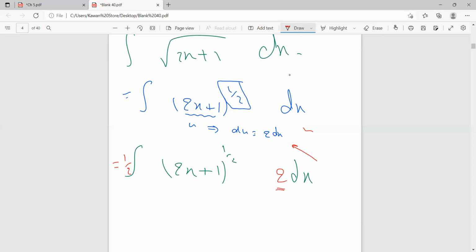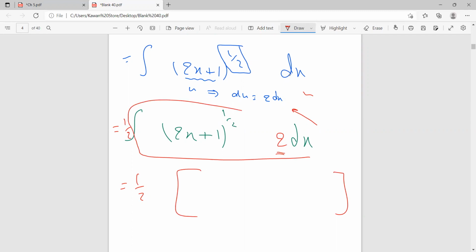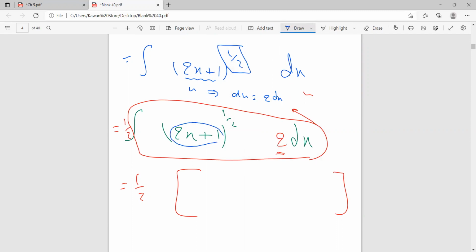Any students have a question about this step, please? Understood? Good. So now we have 1 over 2, and I am going to solve that one, this package together. So how do we solve it? Because the derivative of here exists outside, I'm going to add 1 to this exponent and divide by the new exponent. Understood?